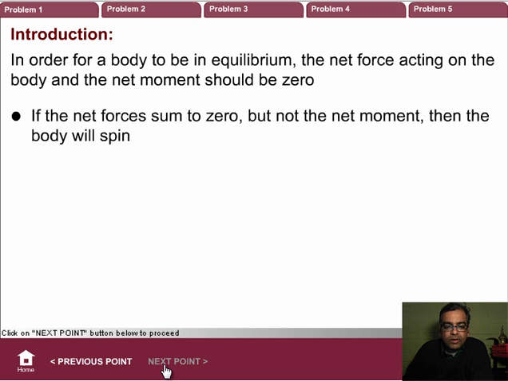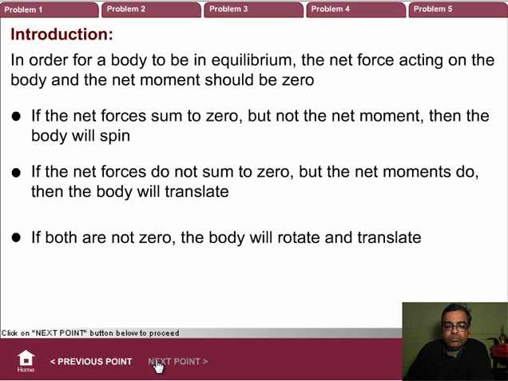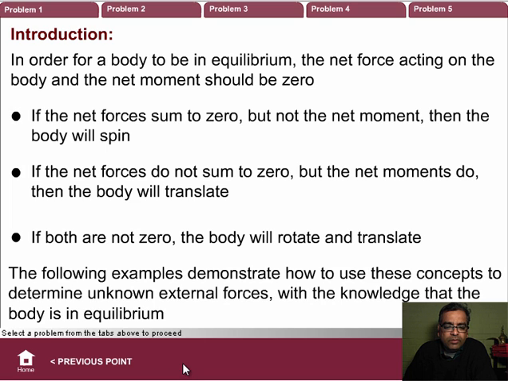So what happens if the net force is zero, and the net moment is not zero? The body will spin. Conversely, if the net force is not zero but the net moment is zero, then the body will translate. If both of them are not zero, the body will translate and rotate. Okay, we saw that, we know how to do that.